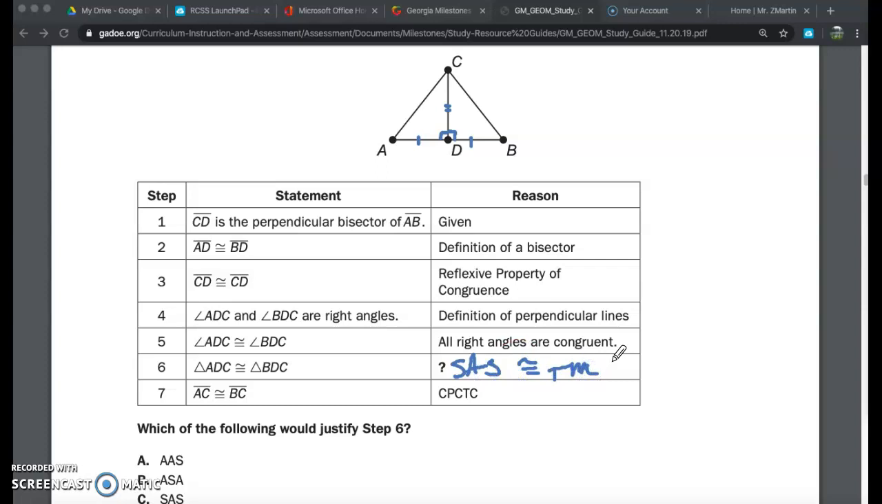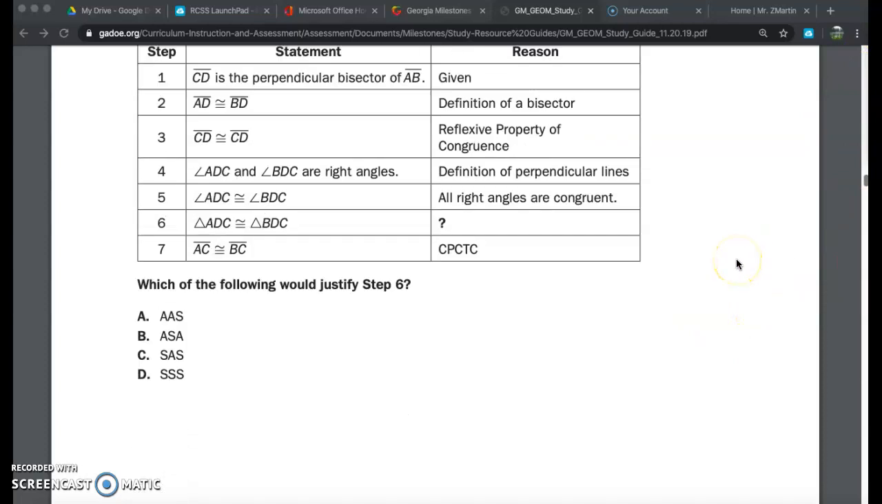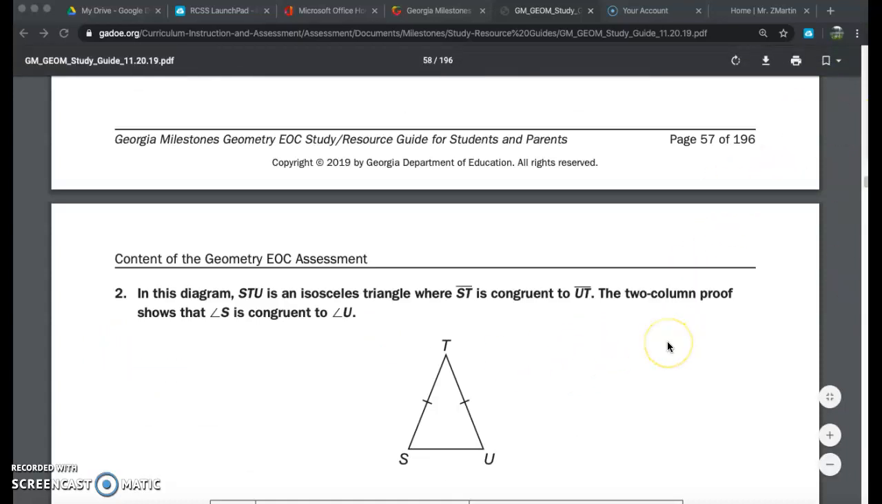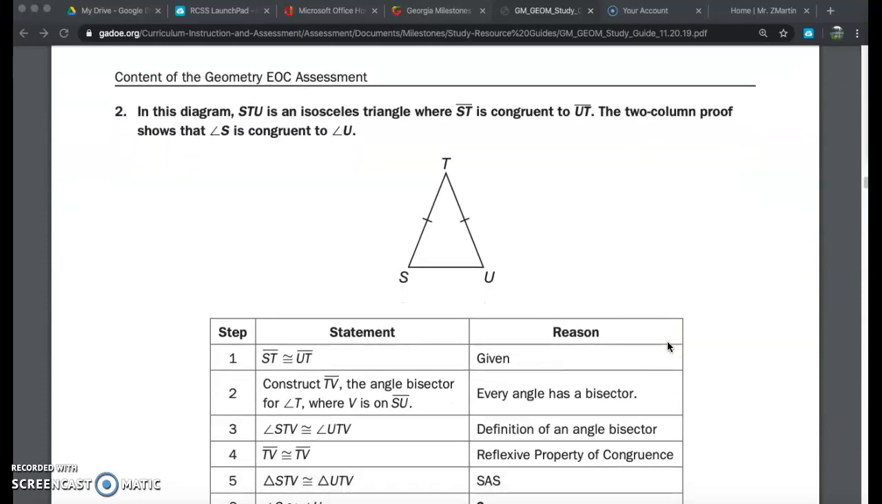So hopefully that's one of our answer choices. As we scroll down, I'm going to have to click off of here to scroll down real quick. Yes, it looks like we've got the side angle side congruence theorem, letter C. All right, so let's take that off. Let's go down real quick. We've got one more I think we can run through.